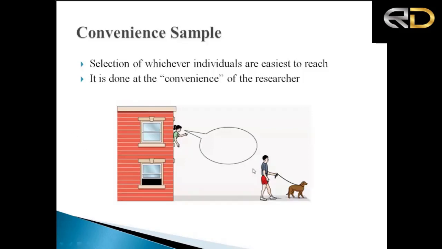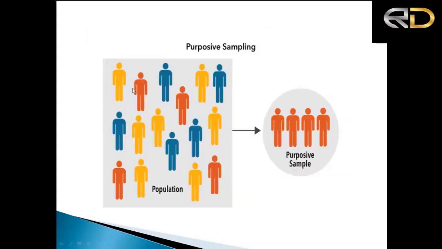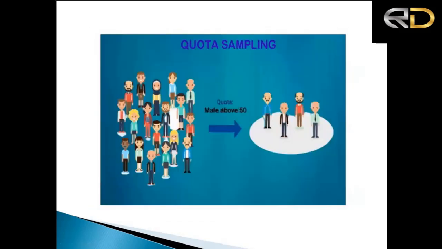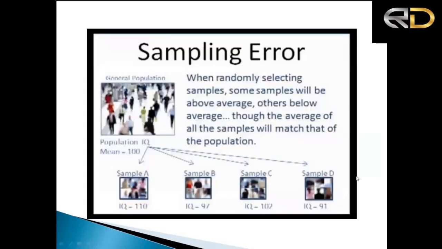This is convenience sampling. It is convenient to call this person from the second floor so they need not come down. So we will do this one. And this way you can get the consecutive sampling. This has been selected earlier, and this is available, now we will get the sample. Then this is purposive sampling. We have chosen only red persons. And this is quota sampling, where we have given as per our choice. And in snowball sampling, this person has told about these 2 persons, then these 3, and so on. This way we can get the snowball sampling.